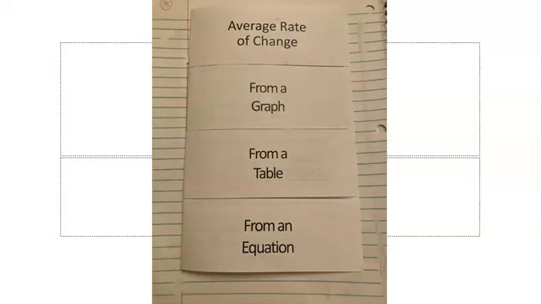Okay, so for page 4 of your interactive notebook, you'll just simply put your page number. No title is necessary because it has a title here. We're finding the average rate of change, and we're going to do this from a graph, from a table, and from an equation. So if you'll lift this first tab to the left for me, please.